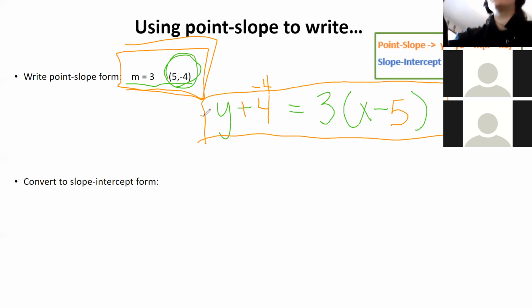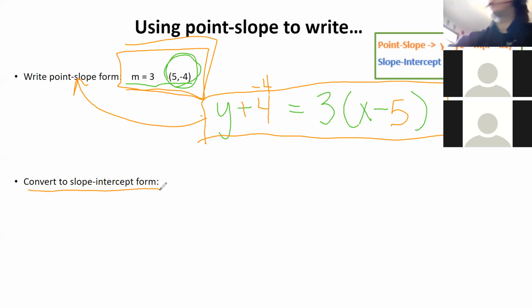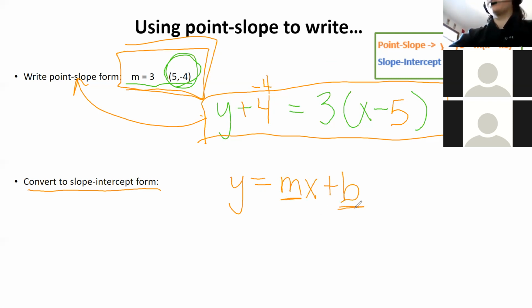That one's done. Now it says I have to convert to slope intercept formula. And guys, look up here. Slope intercept formula is when there's just a y on the left side or on one side. So we want it to look like this. All we want to see is a slope and a y-intercept. So we just got to do some algebra manipulating first.